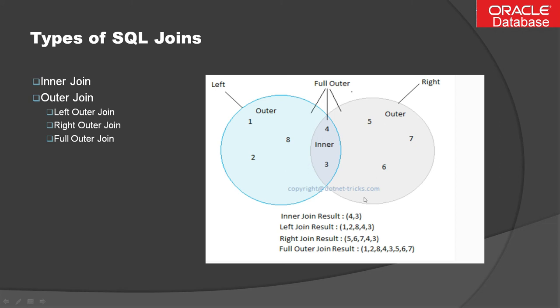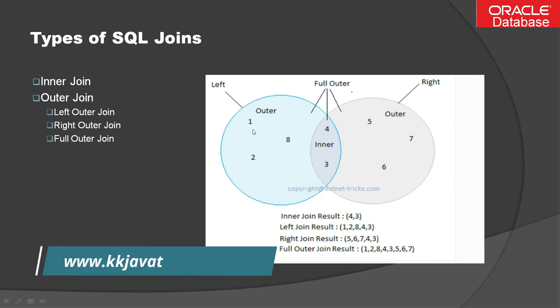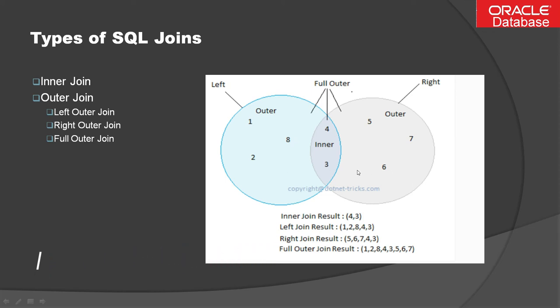Then if you look at the right outer join, the data available in the area 4, 3, 5, 6, 7 is the result of the right outer join. When we talk about the full outer join, the data available in all areas, like 1, 2, 8, 4, 3, 5, 6, 7, is your full outer join. Now let's move ahead.